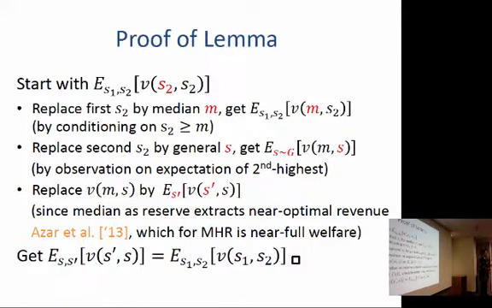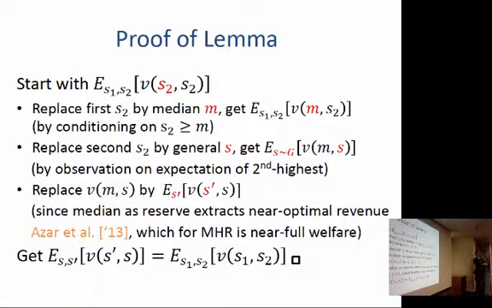Are you assuming V is just S1 plus S2, or can you go general? I'm assuming V is general, but I do need the low-dimensional structure. For example, I'm using the multilinearity of V heavily here. I don't want to go into the details, but yeah.